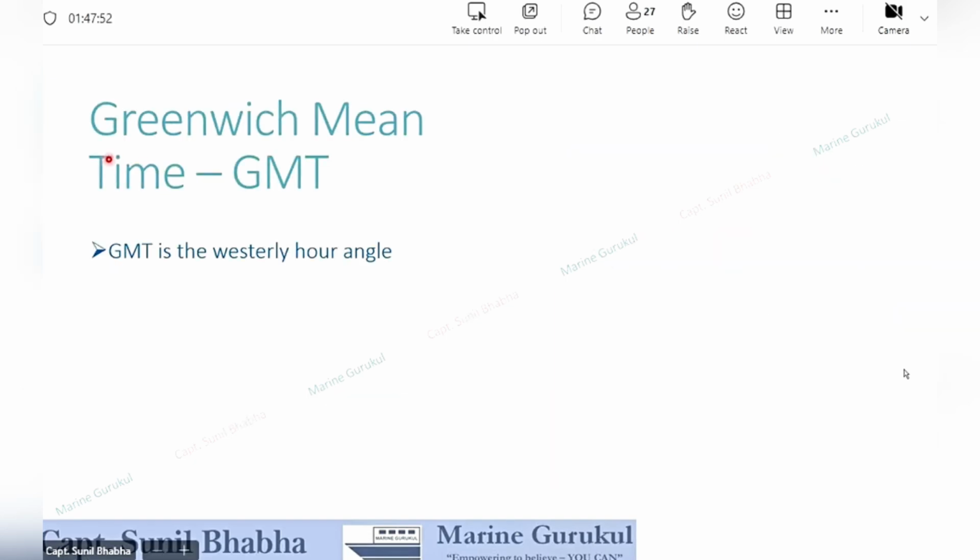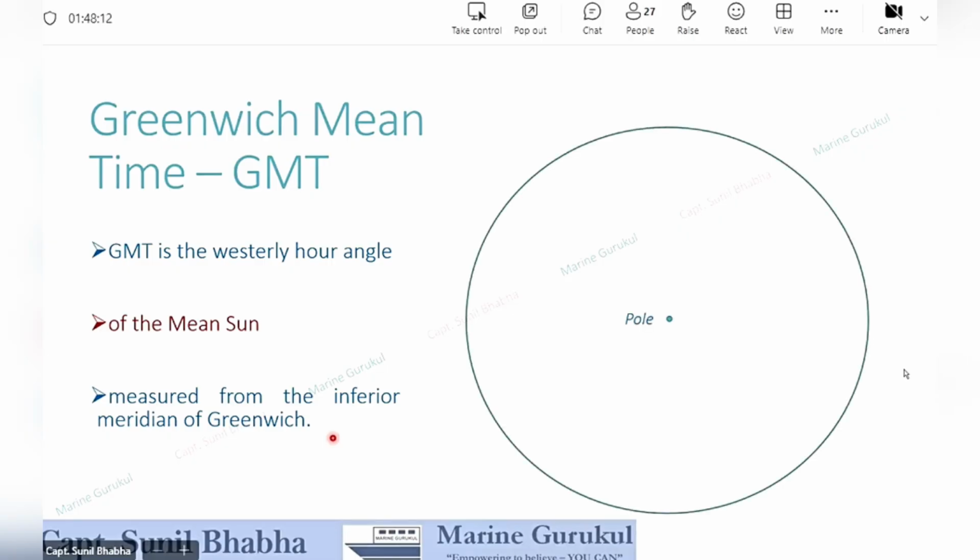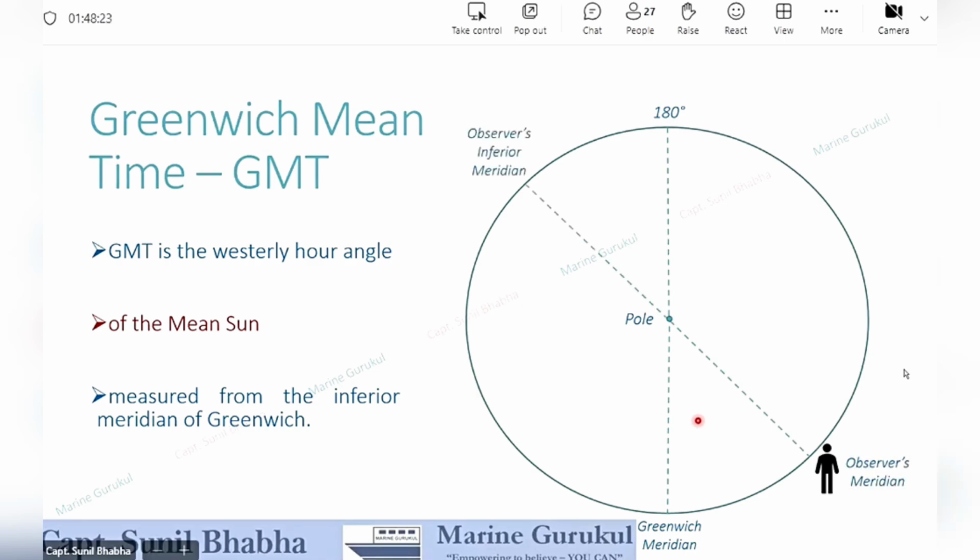Let's now go into the definition of Greenwich Mean Time, or GMT. It is very similar to LMT. GMT is the westerly R angle of the mean sun measured from the inferior meridian of Greenwich. Let's have the same diagram coming up on the screen. Looking at the Earth from top of the North Pole, you can see the Earth, the North Pole. We have the observer also here in the same location, and we have the Greenwich meridian and the 180 degree meridian. Let's assume the mean sun at this particular location. Let's draw the meridian of the mean sun.